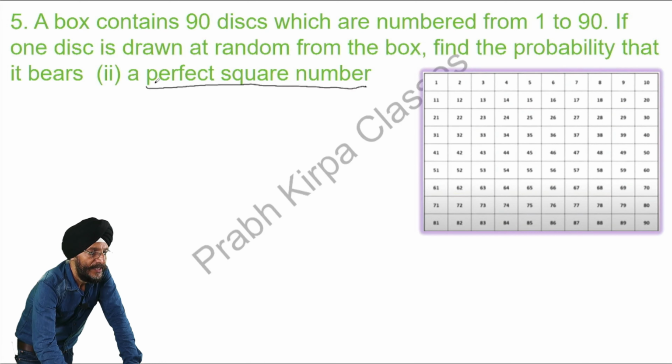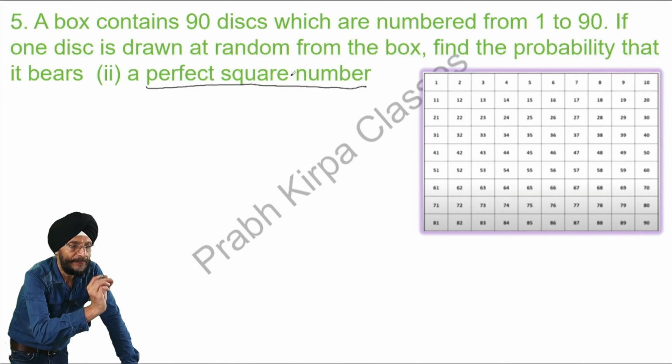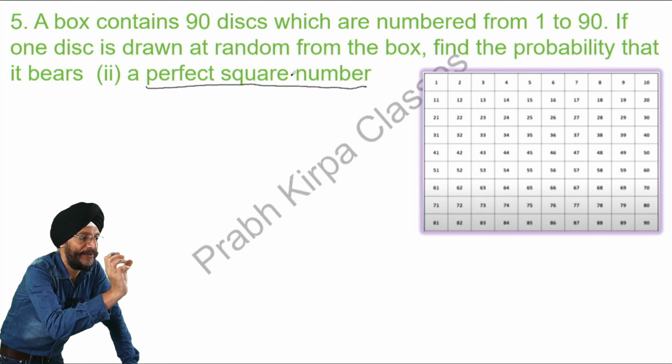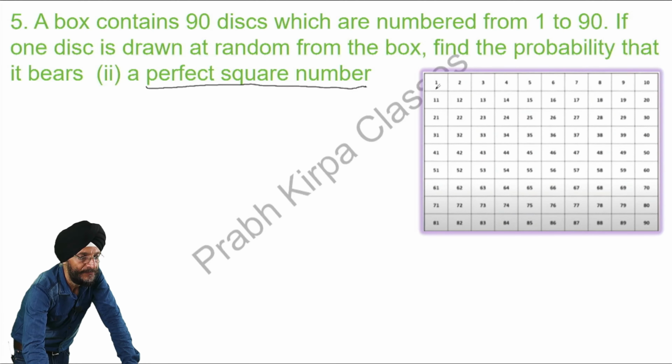Here it is given that we have to find the probability that the disc bears a perfect square number. That is, the number appearing on the disc should be a perfect square number. We will start from 1. The square of 1 is 1. The square of 2 is 4. The square of 3 is 9. The square of 4 is 16. The square of 5 is 25. The square of 6 is 36.